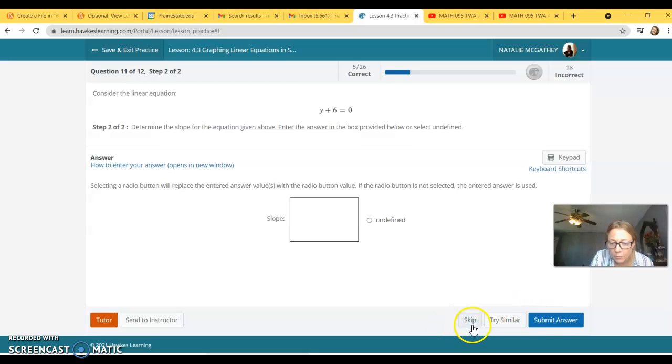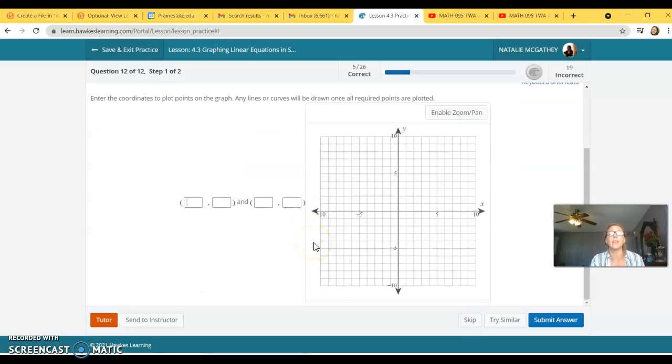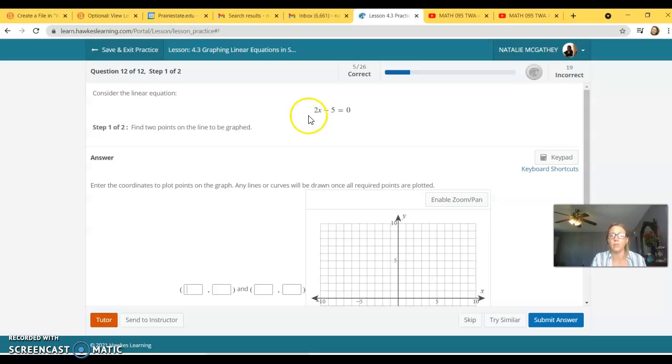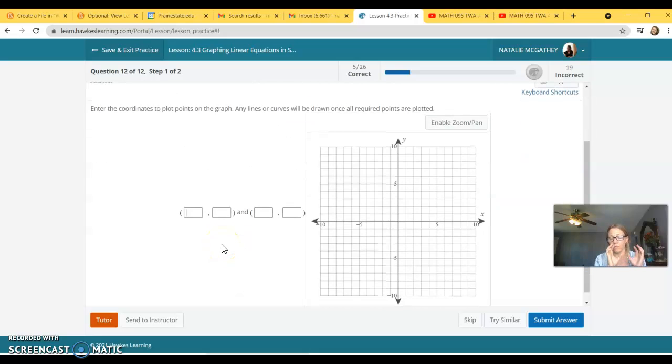Let me skip to the next problem. Okay, last problem on this problem set, very similar, but with 2x minus 5 equals 0. So, find 2 points that are going to be on the line, and then Hawks is going to draw the line for you. Make sure you do it on paper.